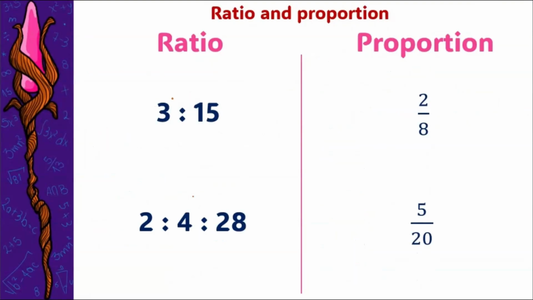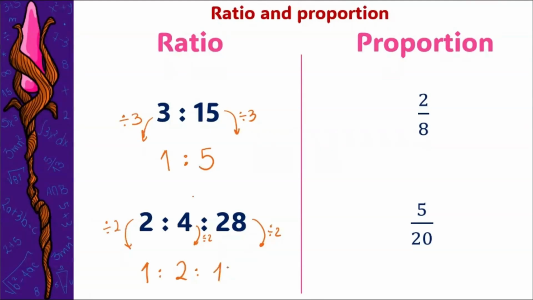So as you could see, with both ratio and proportion, we can simplify. So for example, for this, we could divide both numbers by 3 and say that a ratio 3 to 15 is the same as saying 1 to 5. And in this one, we could actually divide everything by 2 and say this is equivalent to a ratio 1 to 2 to 14.